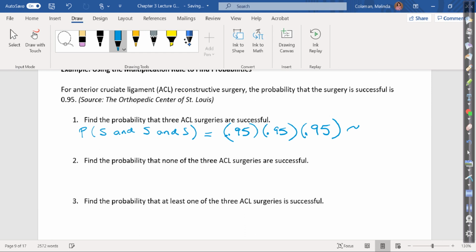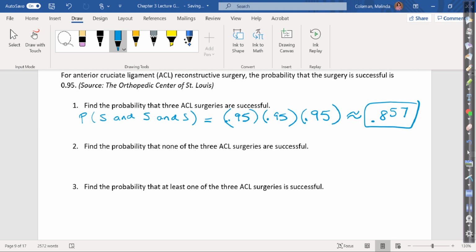Multiply those together, and we get approximately 0.85. I'm not using the calculator for these. I've already done out the mathematics to them, but certainly you can double check the mathematics.